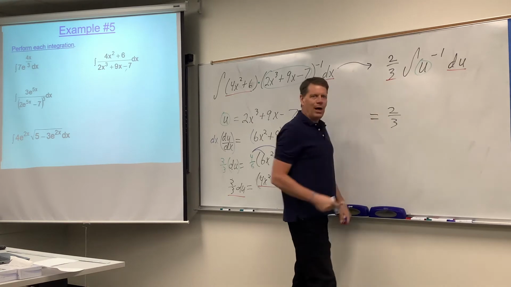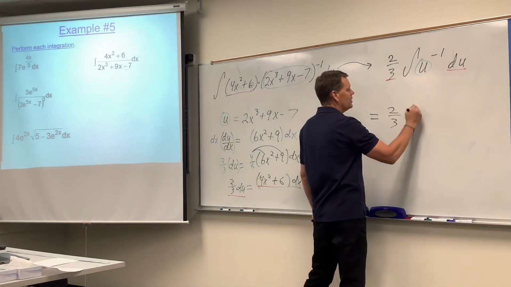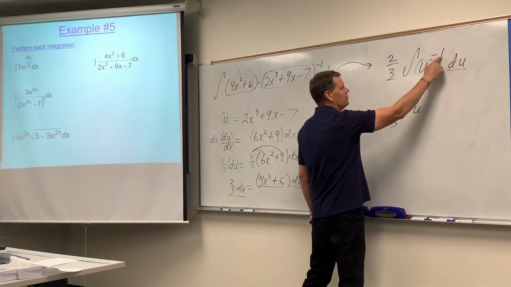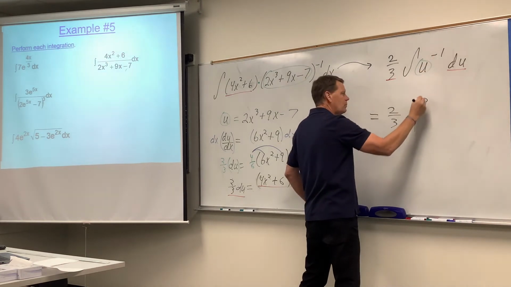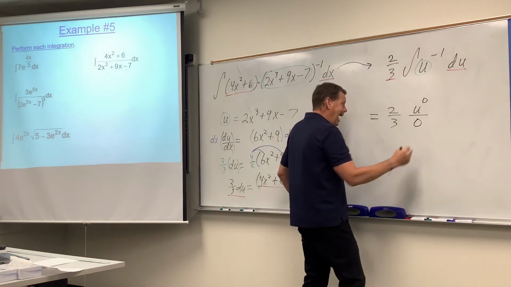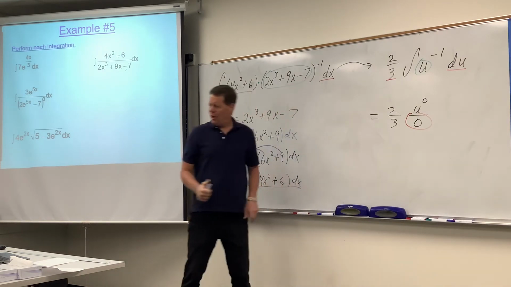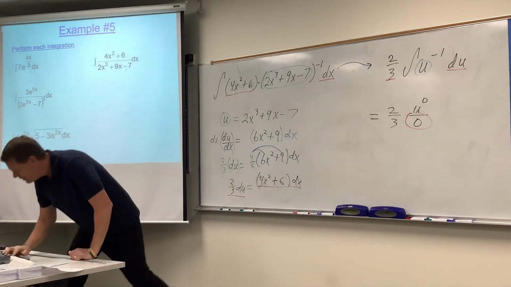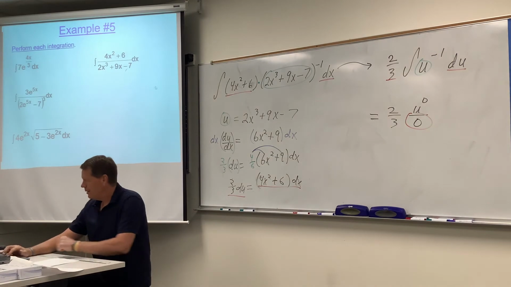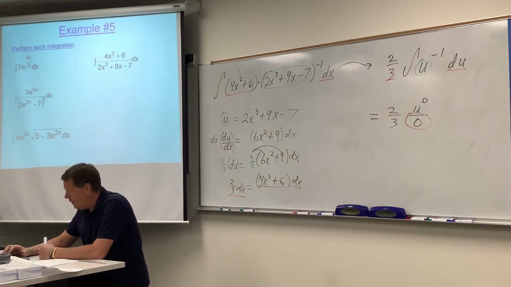Oh, we just do the power rule, right? Let's try the power rule. Let's see. n plus 1 over n plus 1. What? That led to division by 0. What is going on there? Okay, here we go. All right.